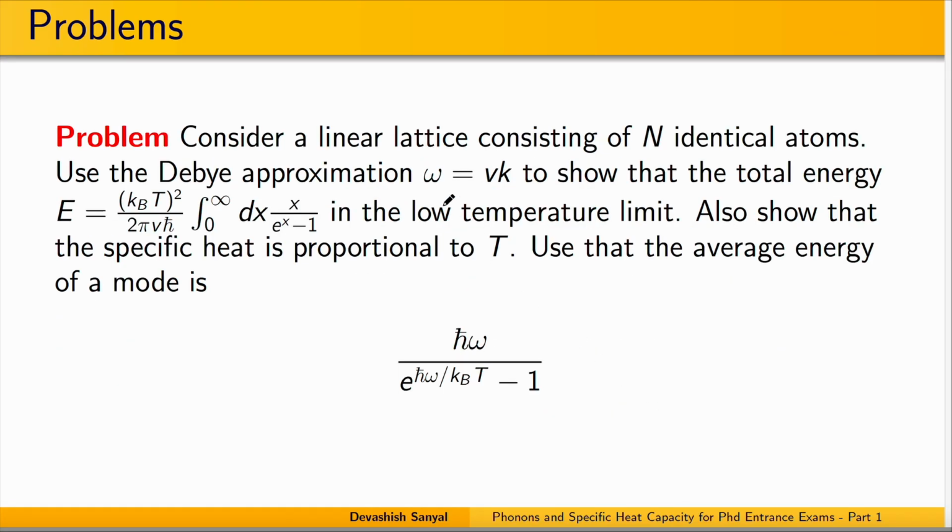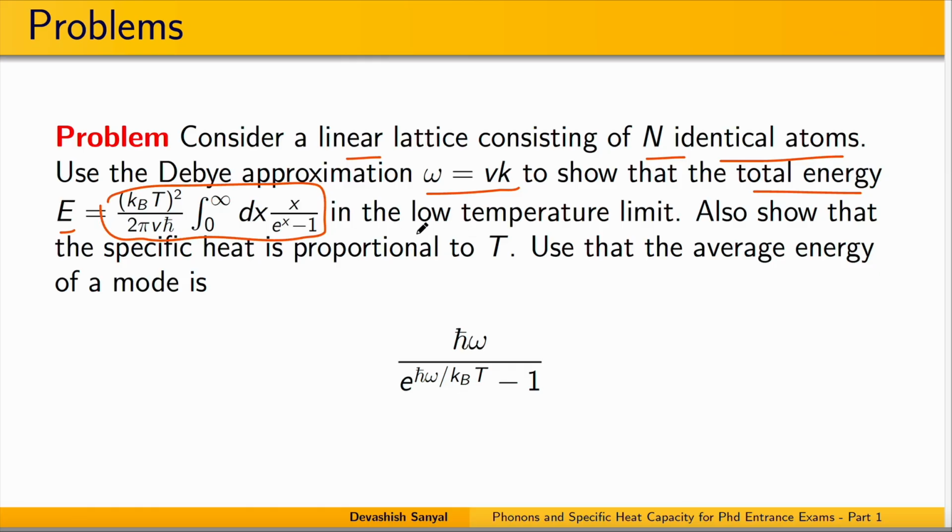So the next problem is on specific heat capacity. Consider a linear lattice consisting of N identical atoms. Use the Debye approximation, ω = Vk, which is the dispersion relation for the excitation, to show that the total energy E of the system is given by this expression involving k_B T. This we have to show.